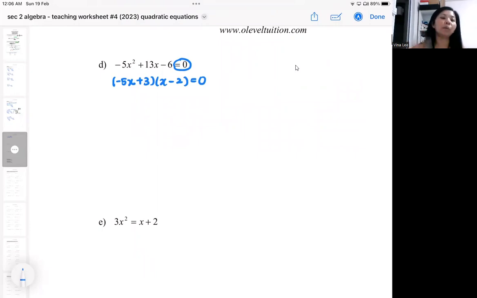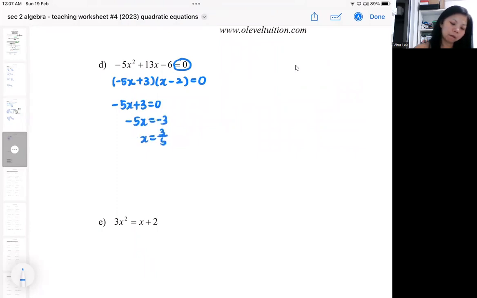that means now you already create a product. So the first bracket can be a 0, or the second bracket is equal to a 0. Okay, so what could have gone wrong? If you factorize wrongly, obviously wrong.